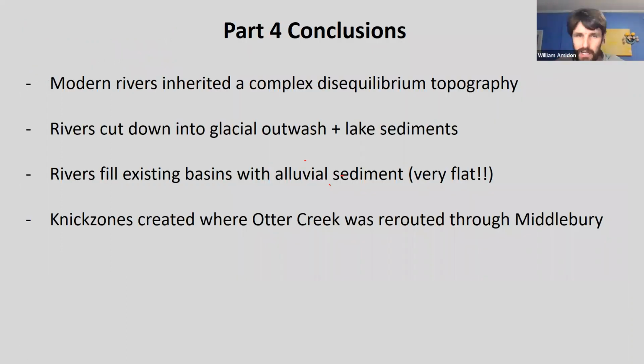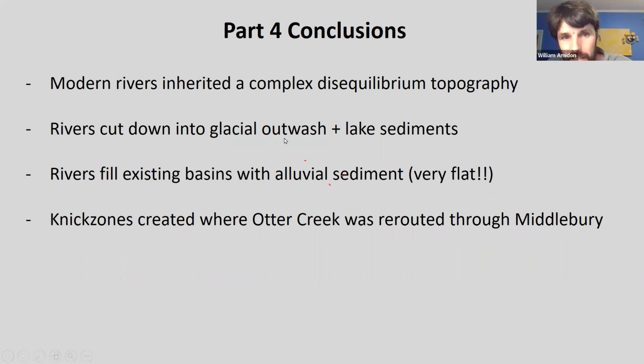So, okay, I have no idea how long this has all taken, hopefully not too long, but to wrap up the fourth part of the talk, we know that modern rivers inherited a complex topography, in many cases a disequilibrium topography, and we see a lot of evidence that they're adjusting to that.